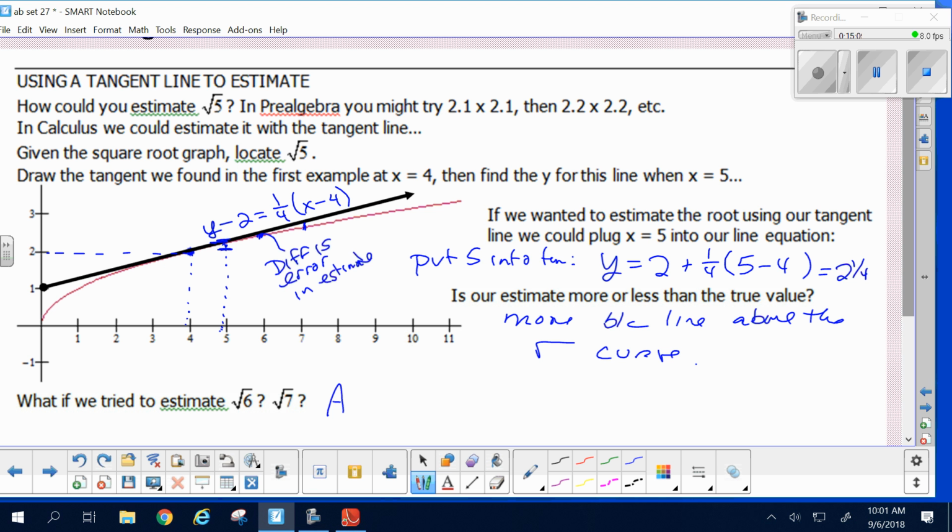As you get further from 4, more error. What if I wanted to estimate the square root of 8? I'd have a stinking lot of error, right? So what can I do to get a better estimate? If I wanted to estimate the square root of 8 accurately, then how can I change my tangent line?